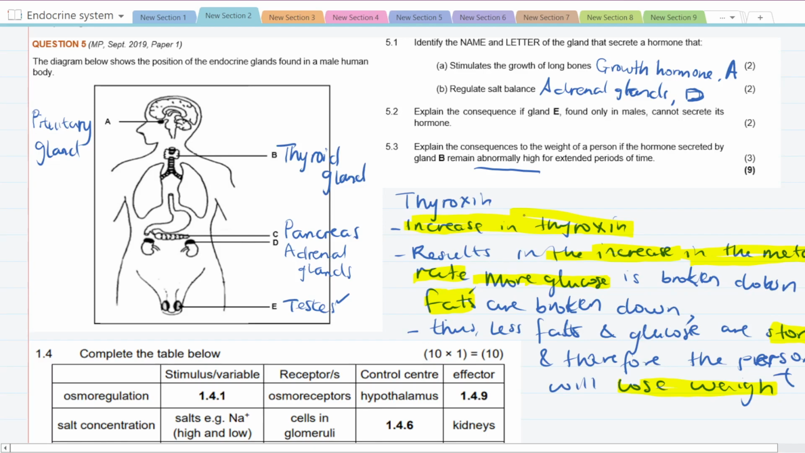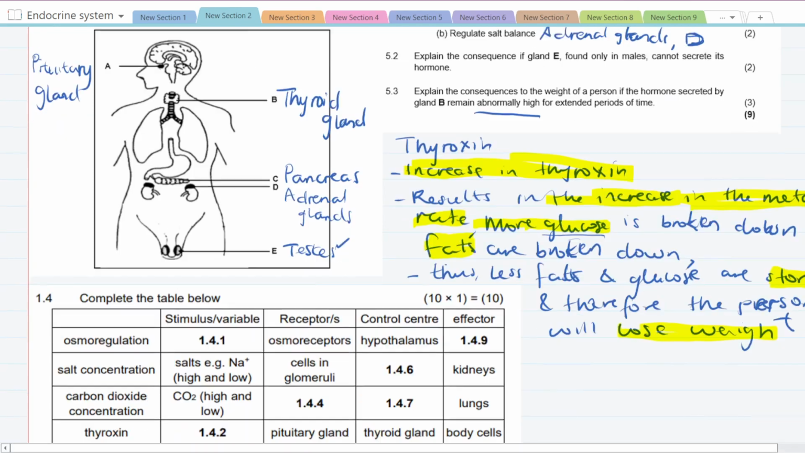The cause of having abnormally high thyroxine in the blood will result in more glucose being broken down and less fats and glucose being stored, and therefore this will result in the person losing weight, and that is the effect. So yeah, you must be able to explain that question.